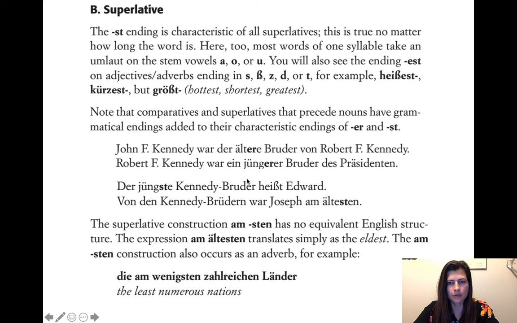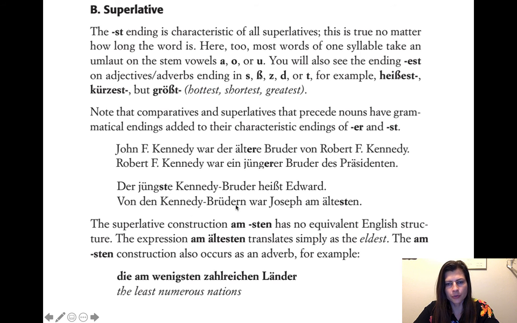So I have more examples of that in a moment. Hopefully that will become clear as we go along. Der jüngste Kennedy-Bruder heißt Edward. So the youngest. It's the jüngst, and then it ends here with the dash because you have to add something. And so that's the adjective ending you would need there. Der jüngste Kennedy-Bruder heißt Edward.